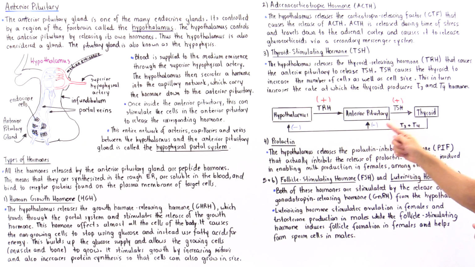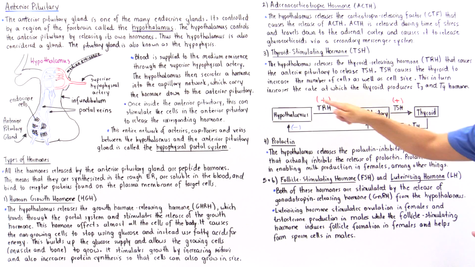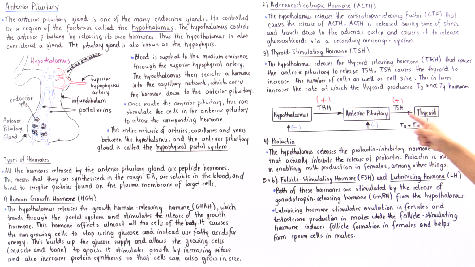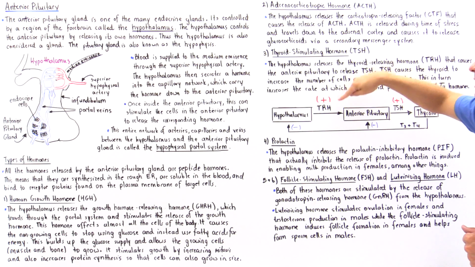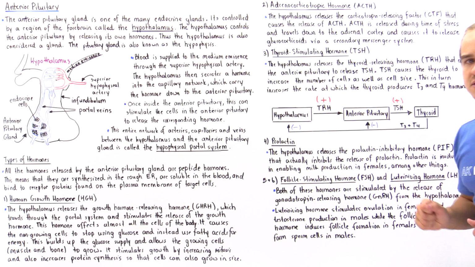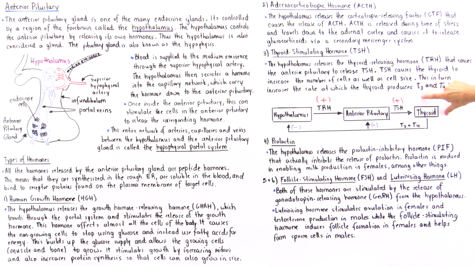So the one thing we have to know about this cycle is our TRH, the thyroid releasing hormone, affects the anterior pituitary in a positive manner. So this is positive, this is a positive feedback cycle, and this is also a positive feedback cycle. That basically means this buildup in concentration causes this to build up in concentration, and that causes our thyroid to increase the concentration of T3 and T4.